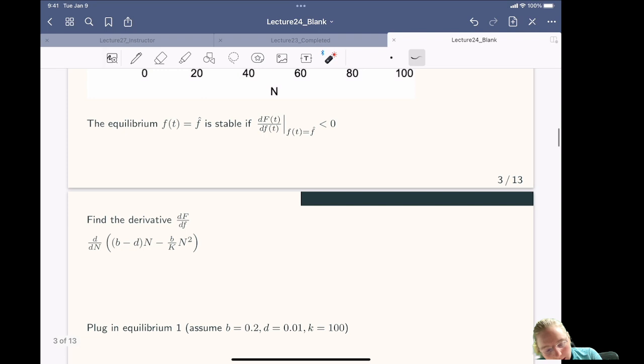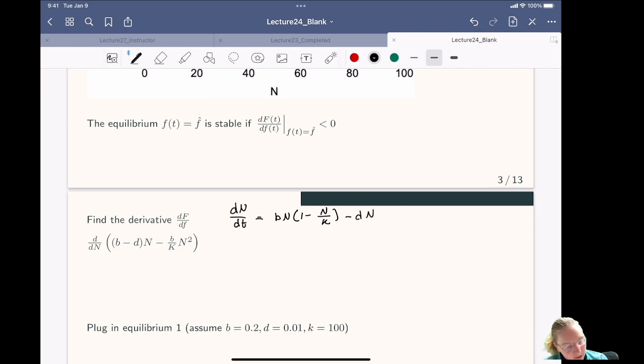All right, so in our case, we have dn/dt is equal to bn(1 minus n over k) minus dn. This is our f, and we're taking the derivative of this function f. Oh, sorry, I should use capital F. Taking the derivative of this capital F here with respect to n.